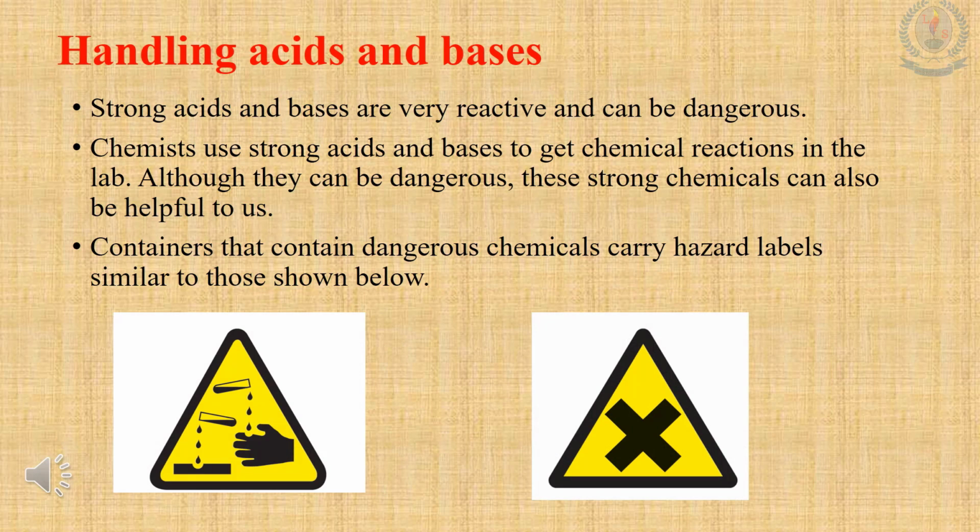Now let's talk about handling acids and bases. As we mentioned above, strong acids and bases are very reactive and can be dangerous. Chemists use strong acids and bases to get chemical reactions in the lab. Although they can be dangerous, these strong chemicals can also be helpful to us. Containers that contain dangerous chemicals carry hazard labels similar to those shown below. What are these hazard symbols?